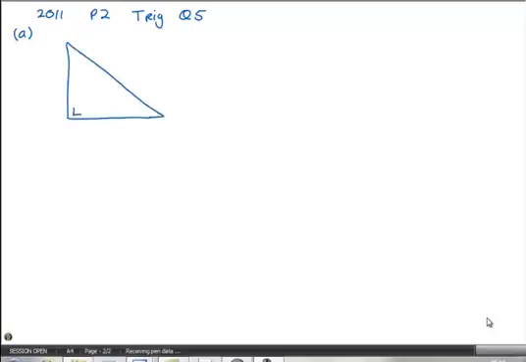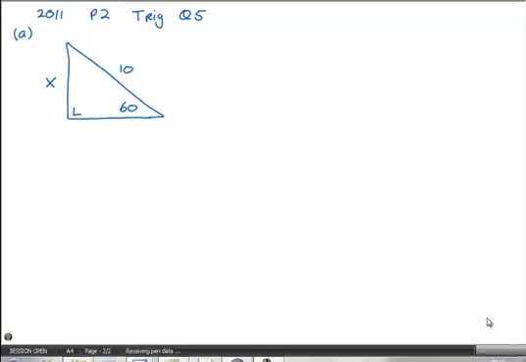Okay, so you know yourselves, it's 2011, paper 2, trigonometry, and this is question 5 on paper 2. So your part A, you're given a right angle triangle, sketch it out, 10, 60. If needs be, you could find the other angle in there, but I don't think you'll need to. You're asked to calculate the length of AB correct to 2 decimal places. I'm going to call it X.